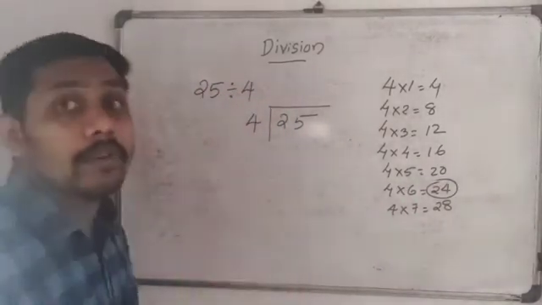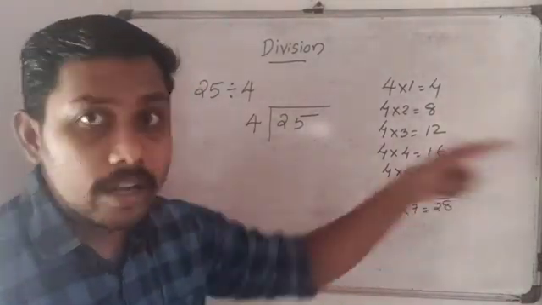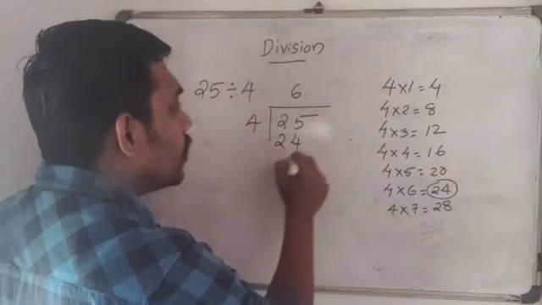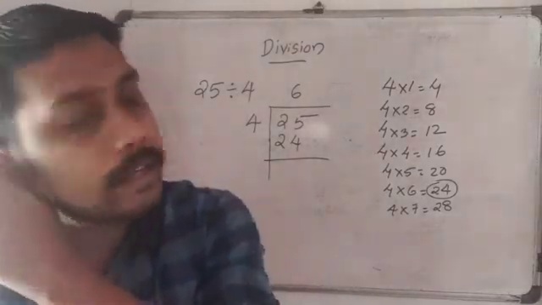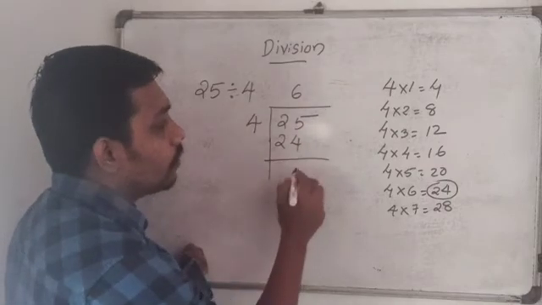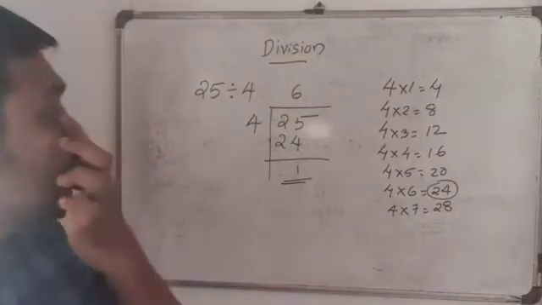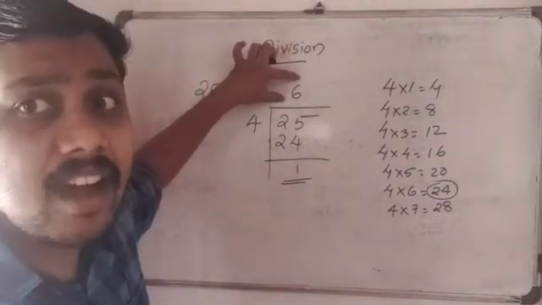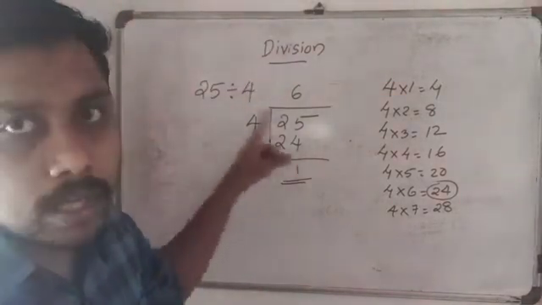How do we get 24? 4 into 6, I mean 6 4s are 24. Then what will we do? We subtract the multiple from the dividend. For 5 minus 4, the answer is 1. So we have the data: 6 is the quotient and 1 is the remainder.